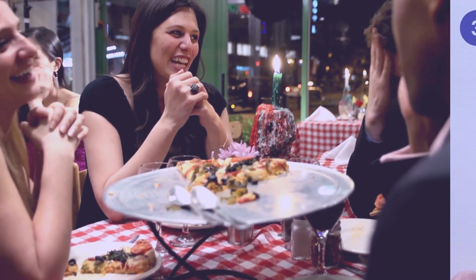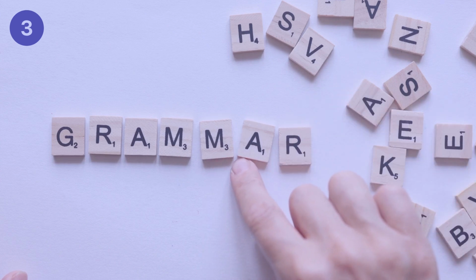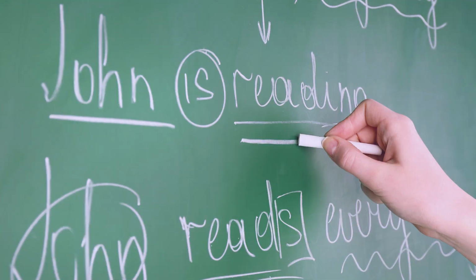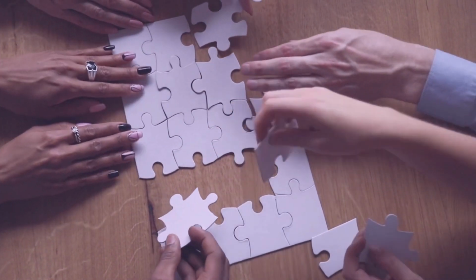And the final way, visualization can also be used to understand grammar rules and sentence structures. For example, you might visualize a sentence as a puzzle, with each word fitting together like pieces to form a complete picture.